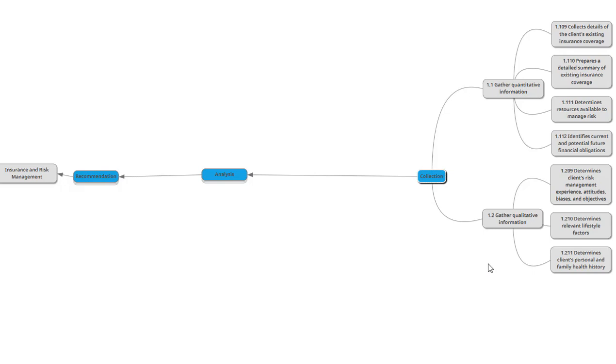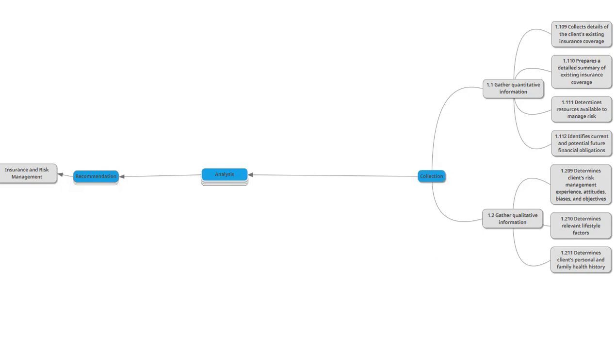Moving down to gathering qualitative information, there are 3 elements. The first being determines client's risk management experience, attitudes, biases, and objectives. Number 2 is determines the relevant lifestyle factors, and that's qualitative information, information about how the client likes to live their life, and determining the client's personal and family health history.